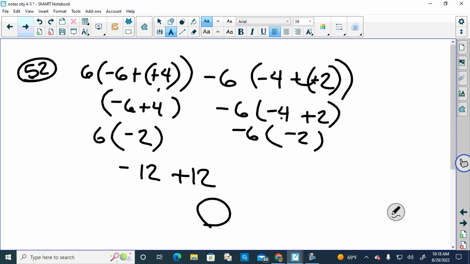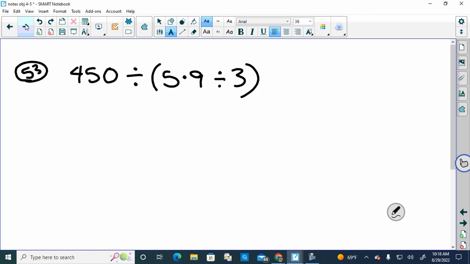Good. Okay. Next order of operations. So 450 divided by 5 times 9 divided by 3. Okay, so in this order of operations, inside the parentheses, you can't cross cancel like we did before where you had multiply and divide. So you're going left to right inside the parentheses.